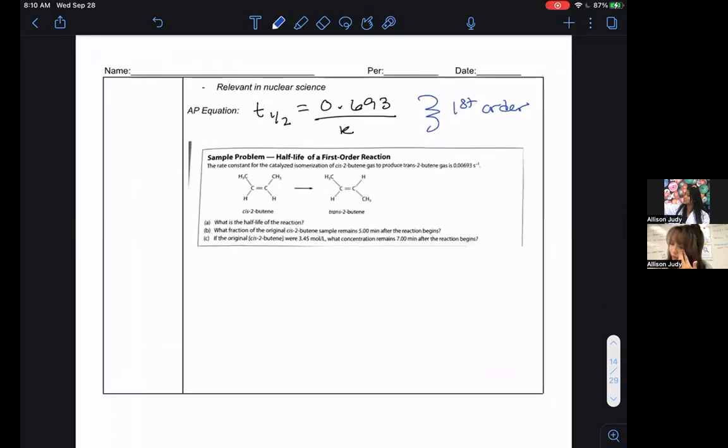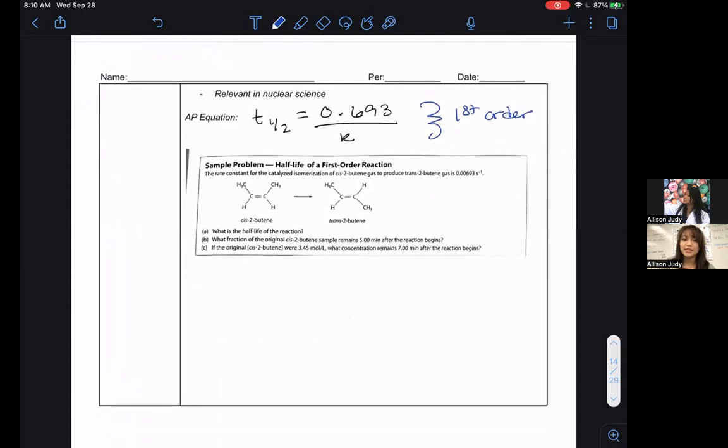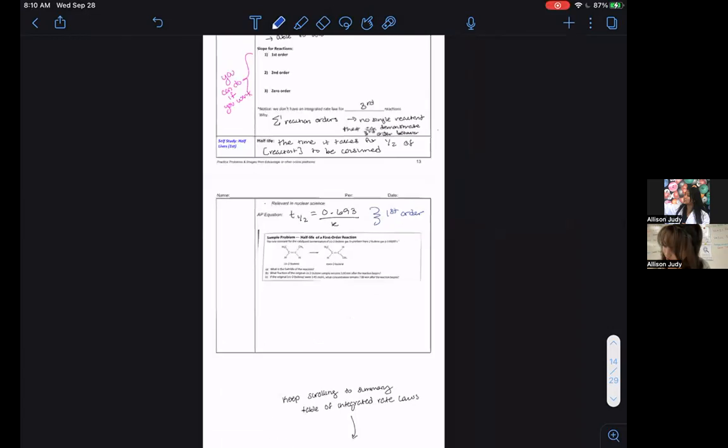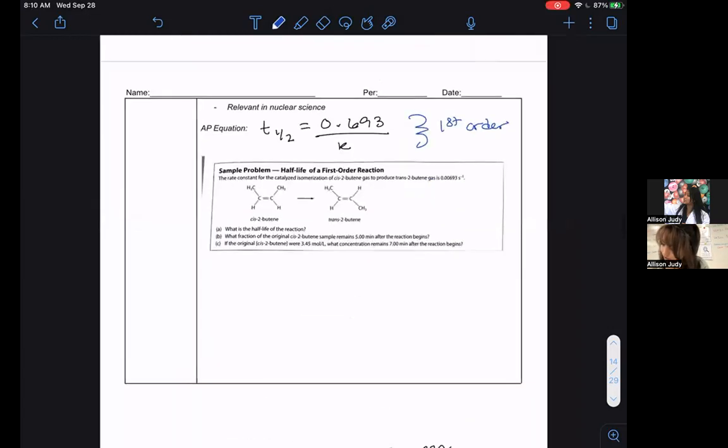Okay, so a quick sample problem of how to solve these, you're going to love this, by the way. You can be given, what is the half-life of the reaction for this? Don't worry about cis and trans. You don't know what it means. All you need to know is that it is definitely a type of chemical, to produce a specific product of trans-2-butene gas, and you're told that the rate constant is 0.00693 per second, and you're asked what is the half-life.